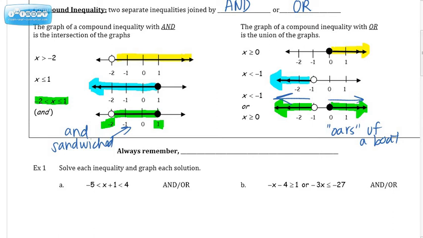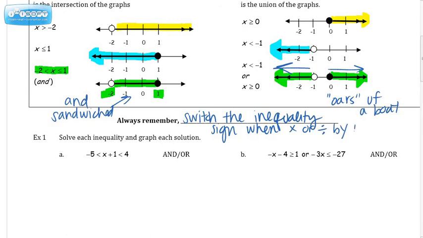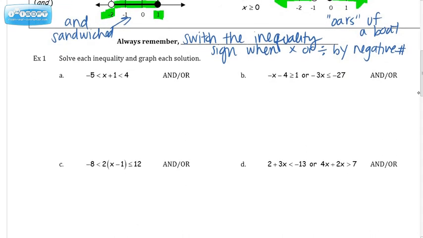So when we solve these compound inequalities, we always need to remember to switch the inequality sign when we multiply or divide by a negative number. Now we're going to do two examples.